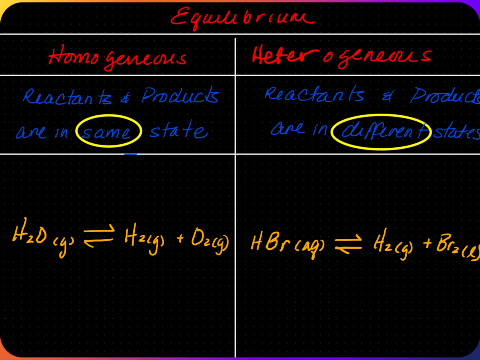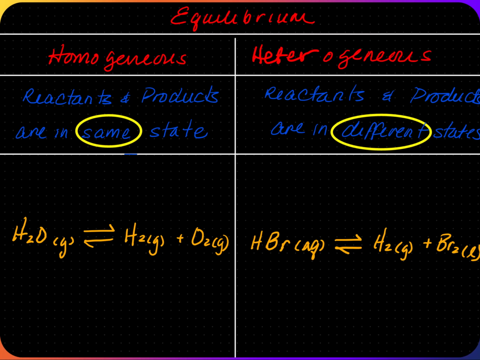There are two types of equilibrium, homogeneous and heterogeneous. In the previous unit, we learned that homo means same throughout, hetero means different. So when we have a homogeneous equilibrium, the reactants and products are in the same state. They could be all solids, all liquids, all aqueous or all gases. If it's a heterogeneous equilibrium, reactants and products are in different states, so you'll have different states of matter. You could have solid, liquid, gas, and aqueous at the same time.